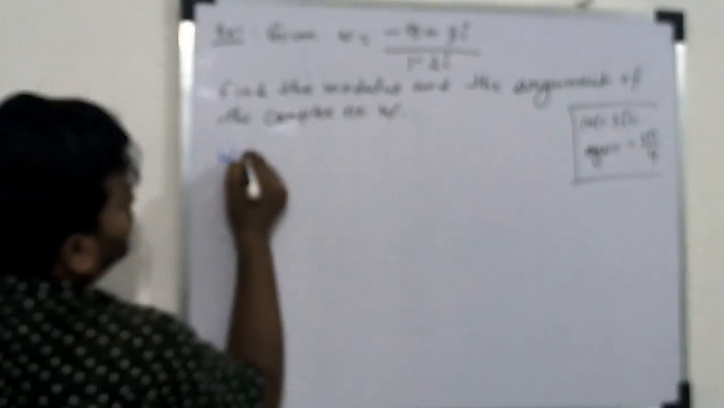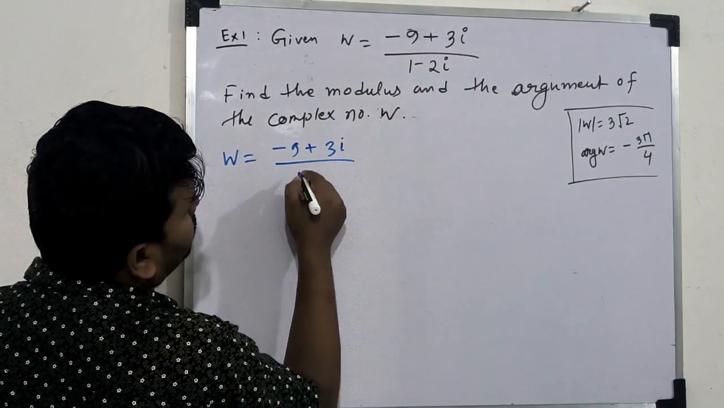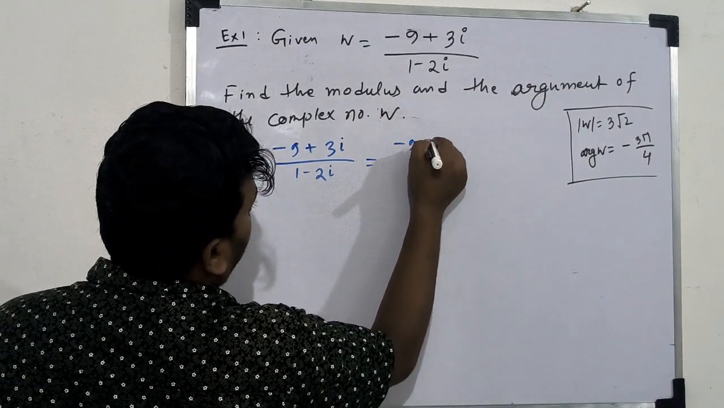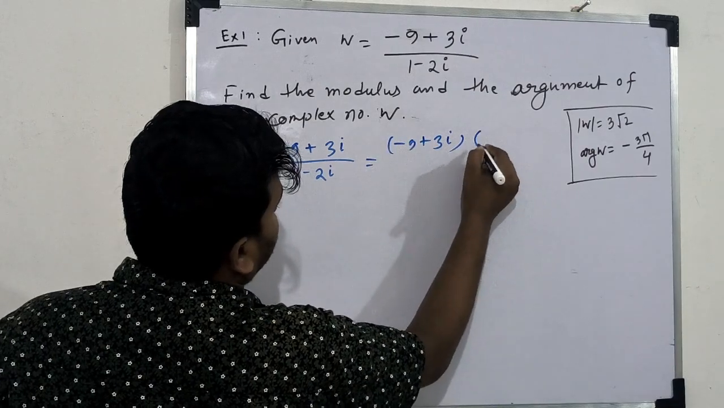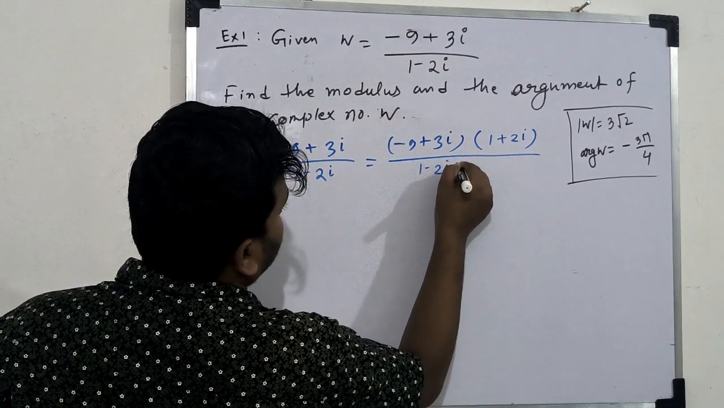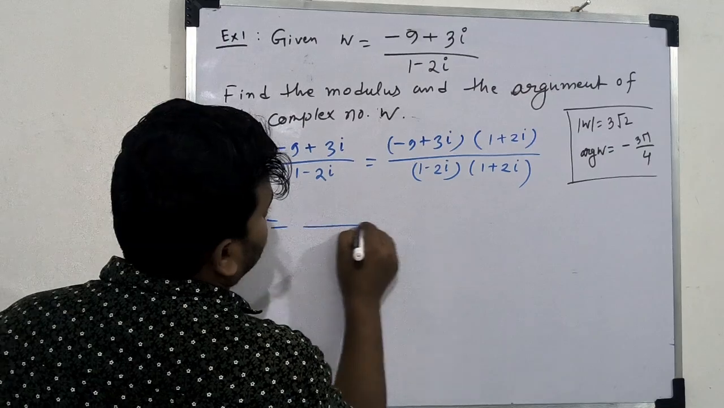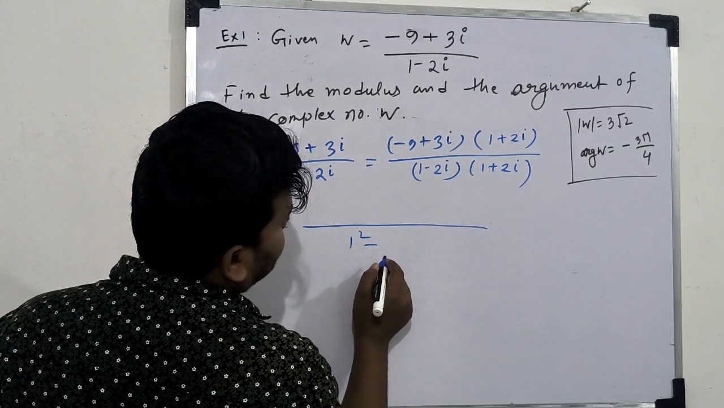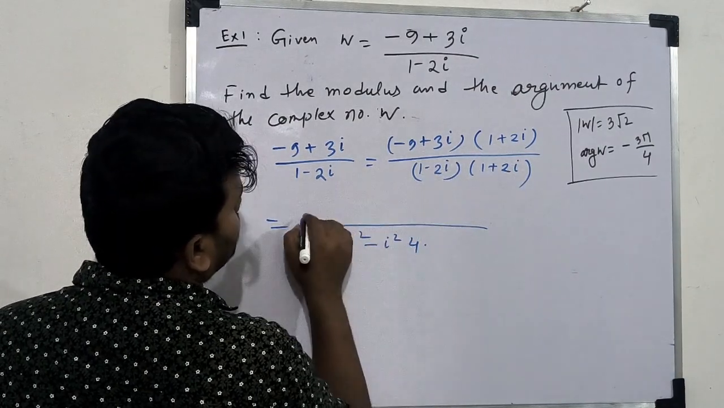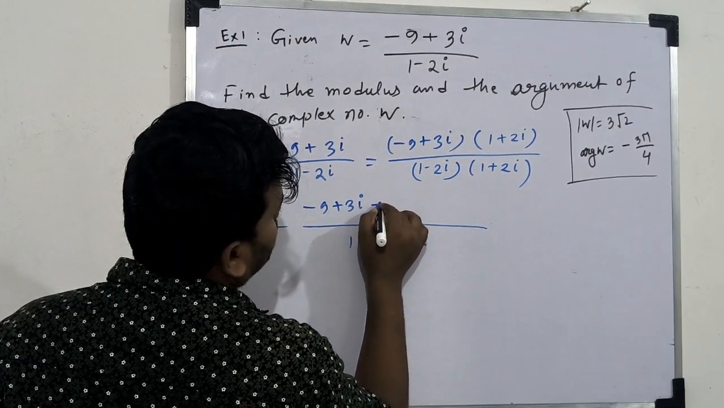So for this we have to first find the value of w. For this we multiply by the complex conjugate, 1 plus 2i. So here, 1 minus 2i, 1 plus 2i. This will be 1 square minus i square 2 square in the denominator, and in the numerator we multiply minus 9 plus 3i by plus 2i.